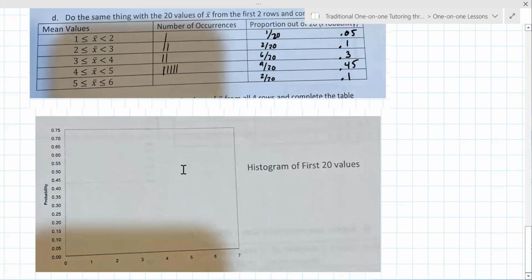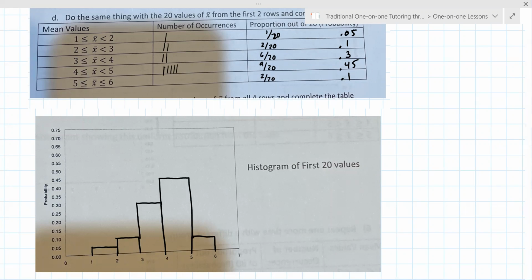So this one I have a little bit more going on here with it. So from 1 to 2, it's 0.05. From 2 to 3 is 0.1. 3 to 4 is 0.3. 4 to 5 is 0.45. And the last one here is 0.1. Something like that. Let me know when you get all this down and move on.